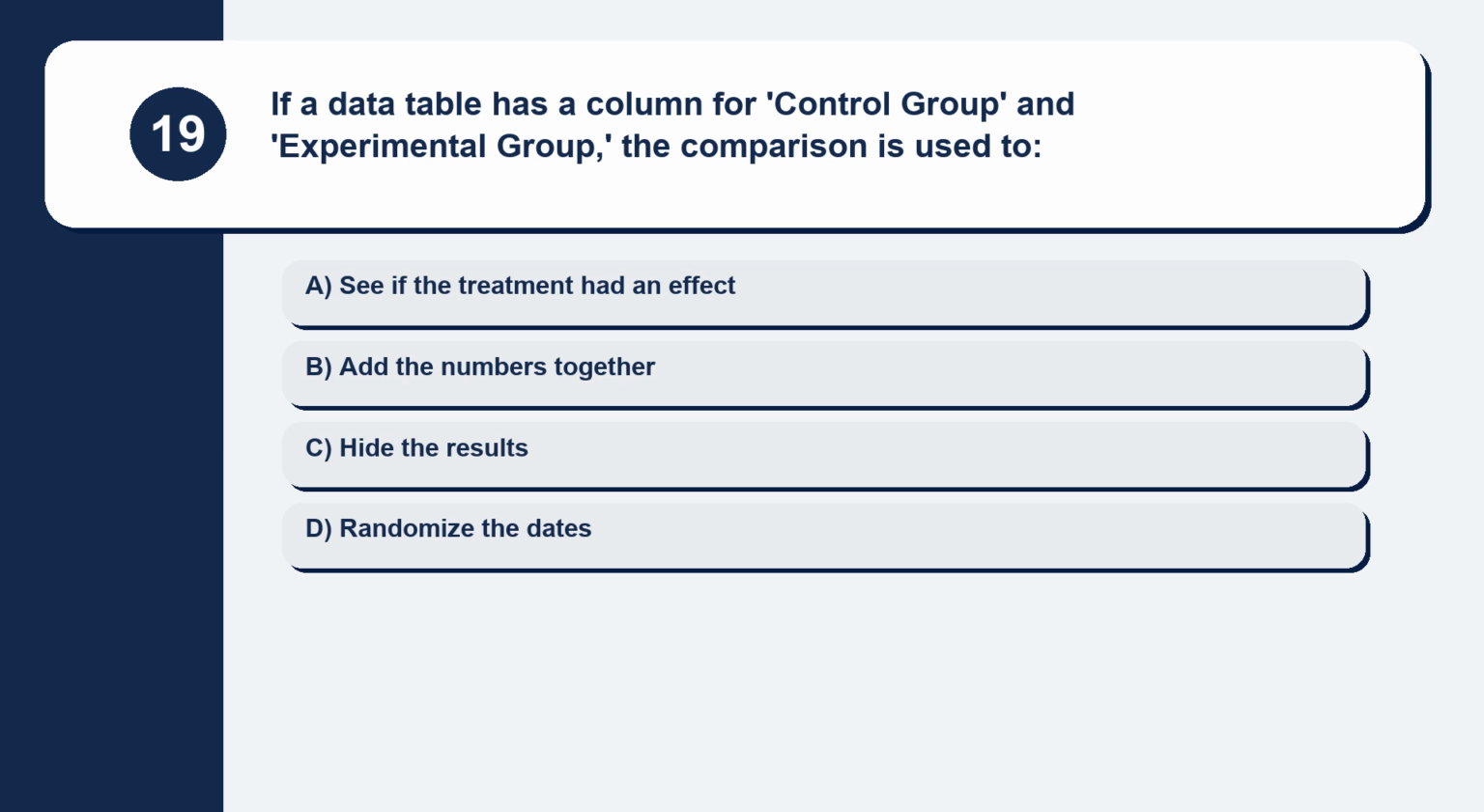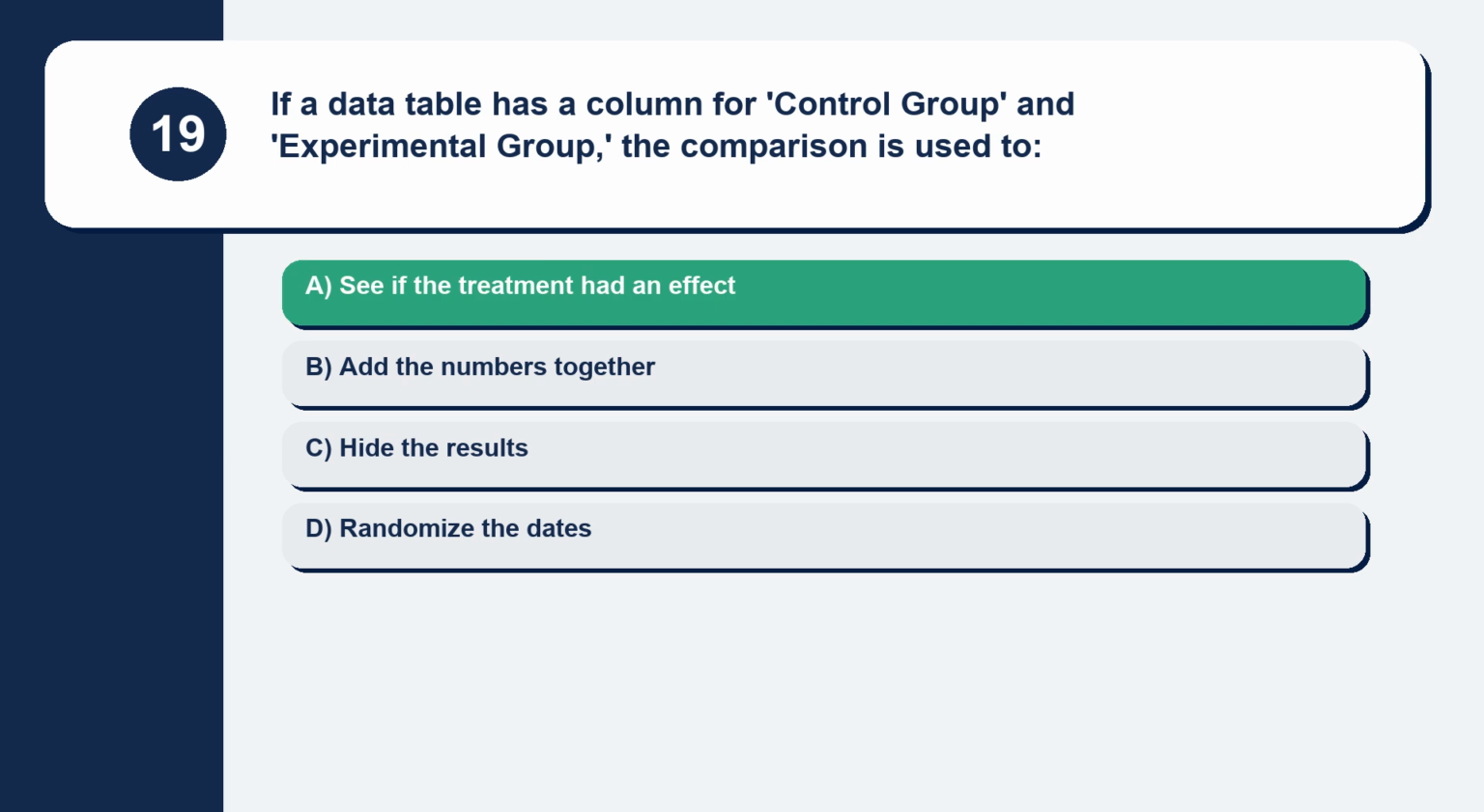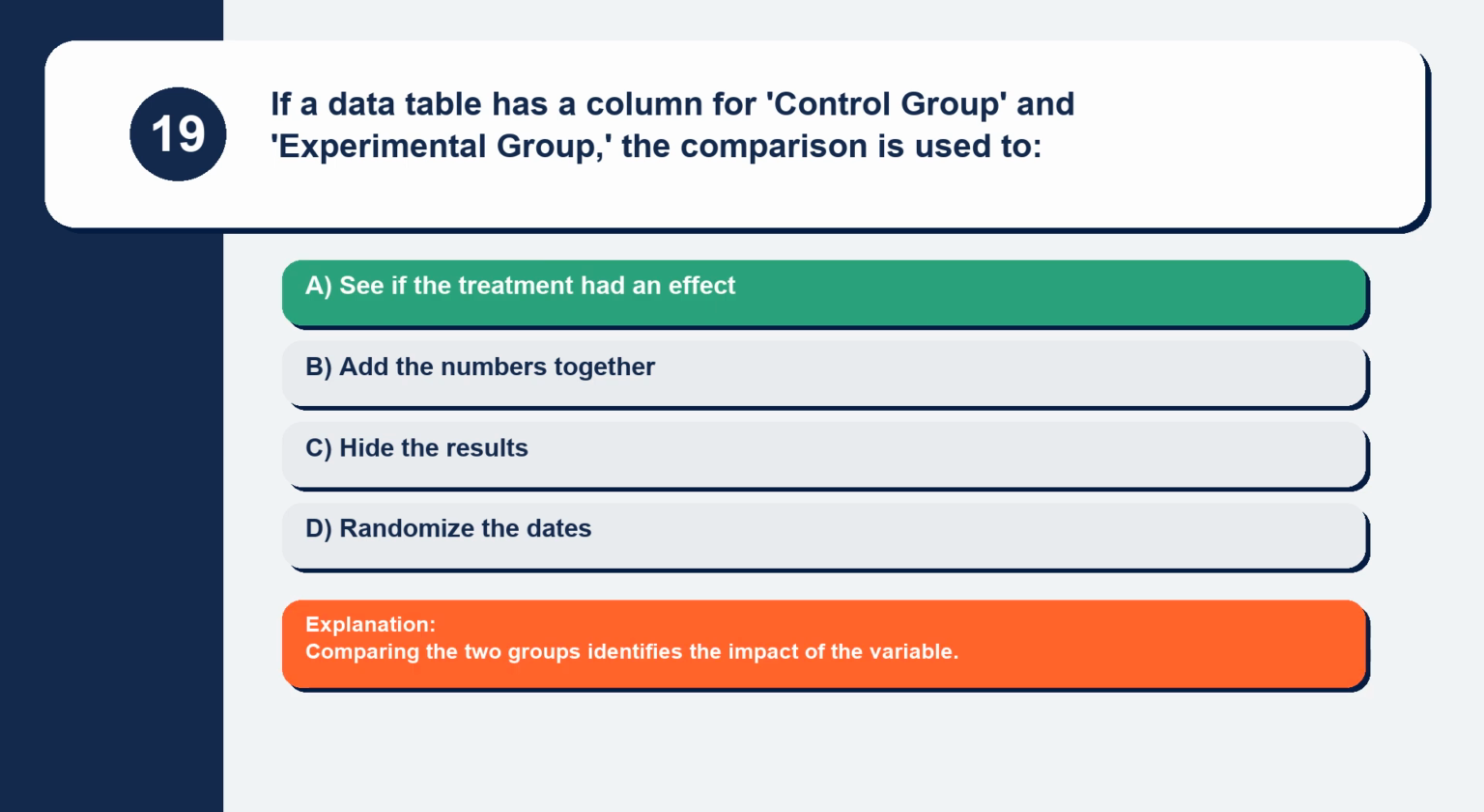Question 19. If a data table has a column for control group and experimental group, the comparison is used to see if the treatment had an effect, add the numbers together, hide the results, randomize the dates. Comparing the two groups identifies the impact of the variable.